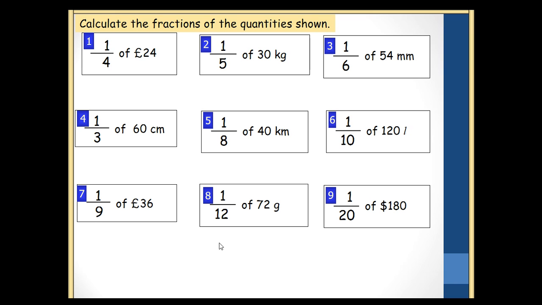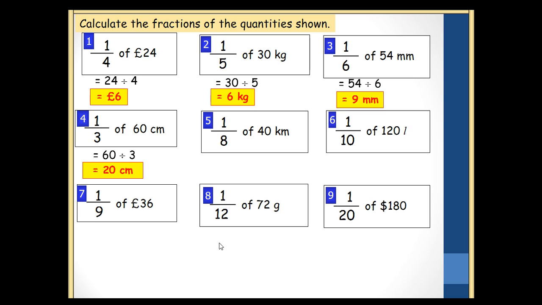Okay, let's have a look at this. You think about it. What's a quarter of 24? So how many 4s are in it? 6. How many 5s are in 30? 6. How many 6s? 9. How many 3s are in 6? So how many are in 60? How many 8s are in 40? How many 10s? Remember, you can think about the zeros. How many 9s? And then how many 12s? And maybe you find the 12 times table difficult, or you might get your answer straight away.